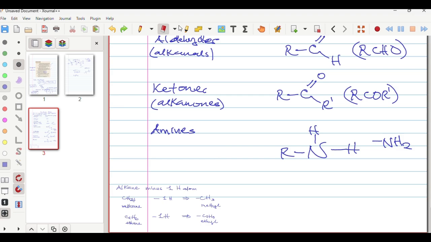Okay, so I think there are 2 more. That is arenes. Arenes is just aromatics. Arene comes from aromatic hydrocarbon is what this one means. And the aromatic hydrocarbon is what? Aliphatic versus the aromatic hydrocarbon.